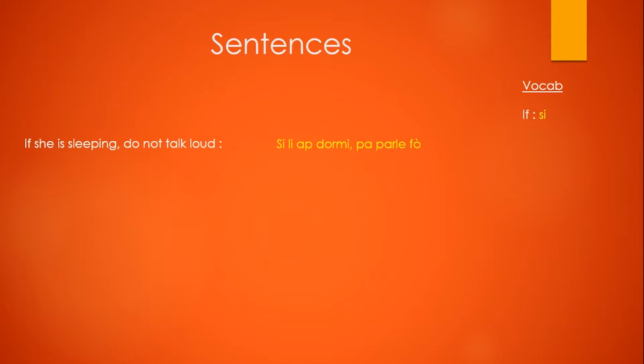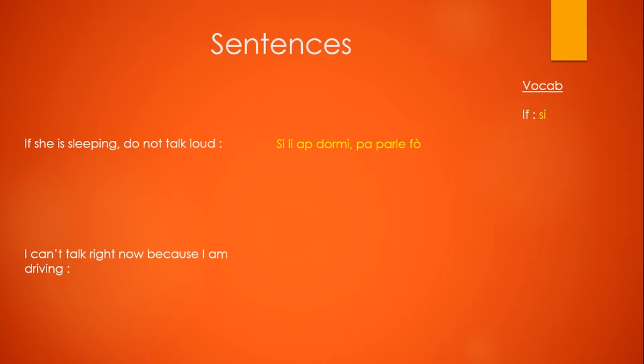All right. So if she is sleeping, do not talk loud. So the if is si, she, which is li, is sleeping. Put the ap in front of the word. So it becomes like this: si li ap dormi, pas parler fort. If you have not seen the video about the negation, which is the pas, go back to the previous video, so that you can learn how to form those sentences. Basically, how to say the don'ts and how to express a negation.